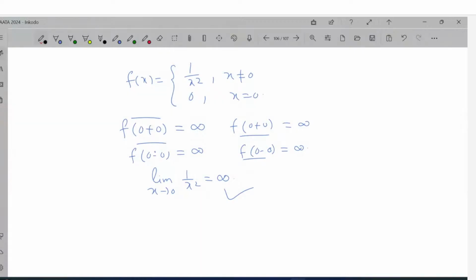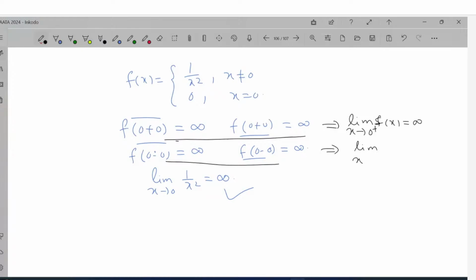So therefore, these two conclude limit x tends to 0 plus f(x) is infinity. And these two imply that limit x tends to 0 minus f(x) is infinity. Now because right hand limit and left hand limit are the same, this total limit is infinity. Yeah, discontinuity is a different thing, but the limit is what I am talking about.